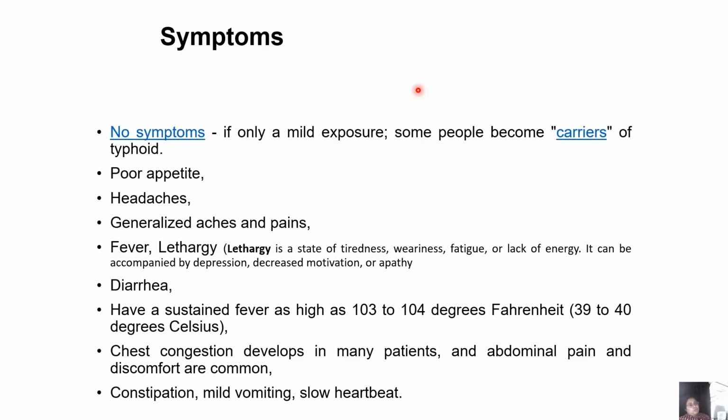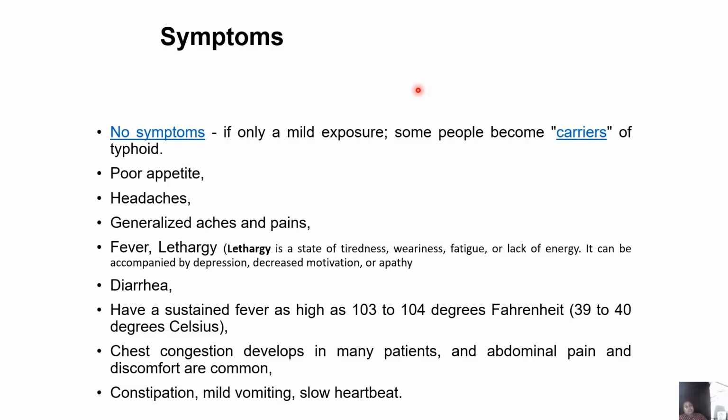Symptoms: there are basically no symptoms if only a mild exposure, some people become carriers of typhoid. Otherwise: poor appetite, headaches, generalized aches and pains, fever, lethargy. Lethargy is basically a state of tiredness, weariness, fatigue, or lack of energy. It can be accompanied by depression, decreased motivation, or apathy.